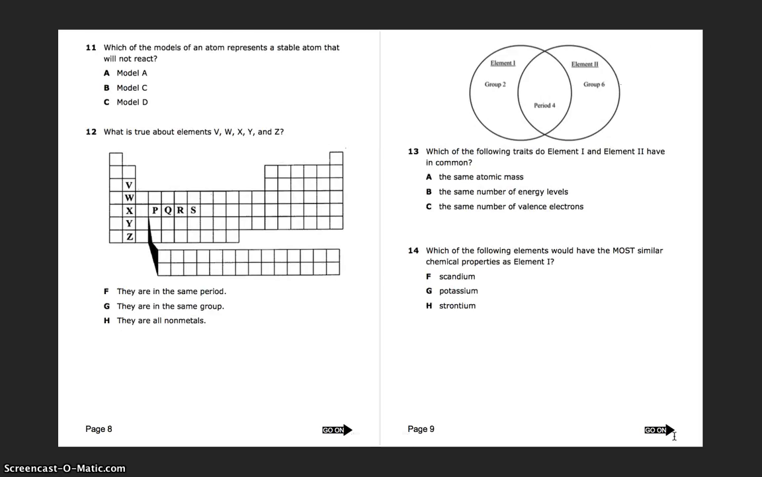Number 11. Which of the models of an atom represents a stable atom that will not react? A. Model A, B. Model C, C. Model D.